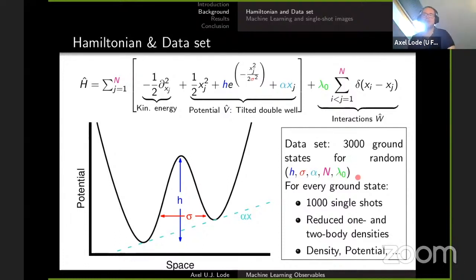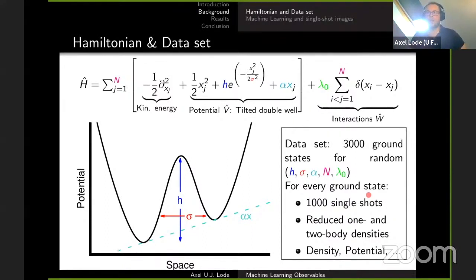And then in our data set, we have 1,000 single shot images per ground state that we simulate. We have in total 3,000 ground states in these randomized double well potentials. And of course, we compute the observables that we are going to try to predict with our machine learning tool, which is the one body and two body density matrix. But other things are possible, like the potential, which I guess Miriam has been introducing in her poster.